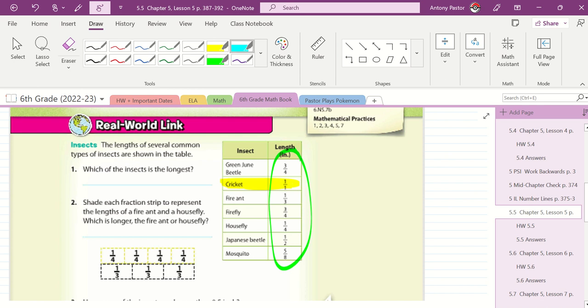All of these other measurements are actual fractions. Therefore, none of them are bigger than 1 or even close to 1. So therefore, the cricket is the longest in that question.